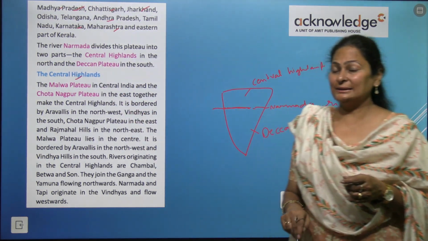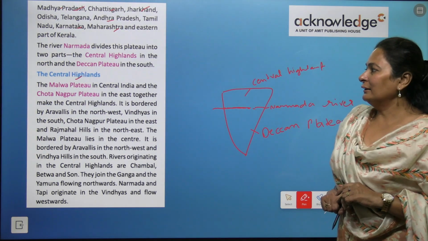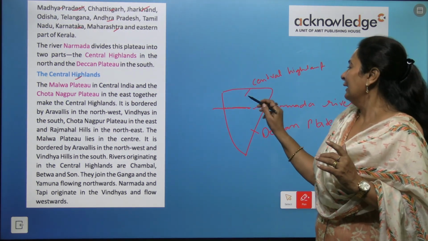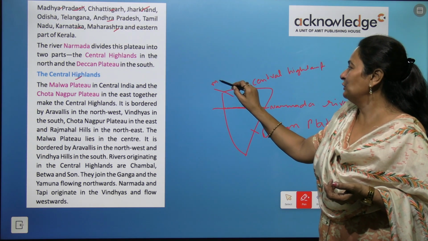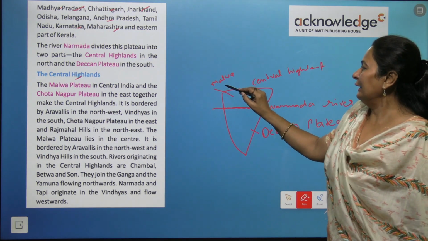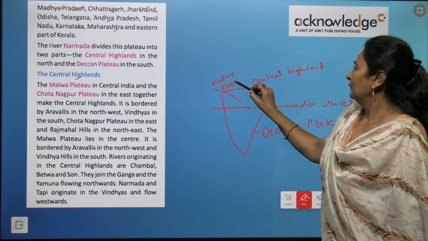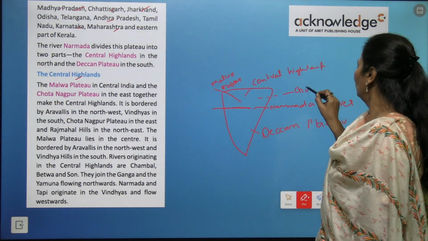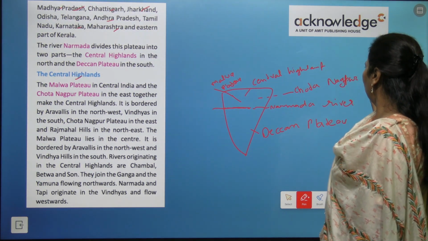So let's start with the Central Highland first. The Malwa Plateau in central India and the Chota Nagpur Plateau in the east together make the Central Highland. Again, the Central Highland is divided into two. First is the Malwa Plateau. Malwa Plateau in which direction? It is in central India. This is the Malwa Plateau. And in this part it is the Chota Nagpur Plateau.